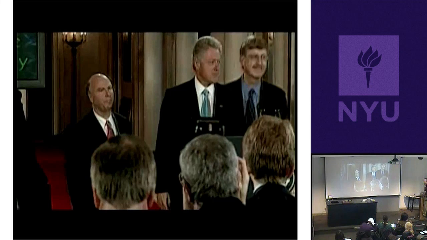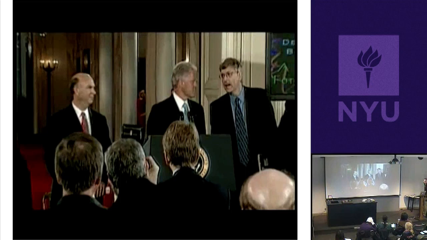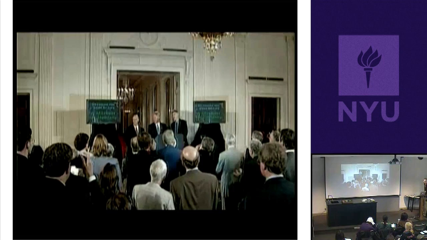Today, the world is joining us here in the East Room to celebrate the completion of the first survey of the entire human genome. Without a doubt, this is the most important, most wondrous map ever produced by humankind.